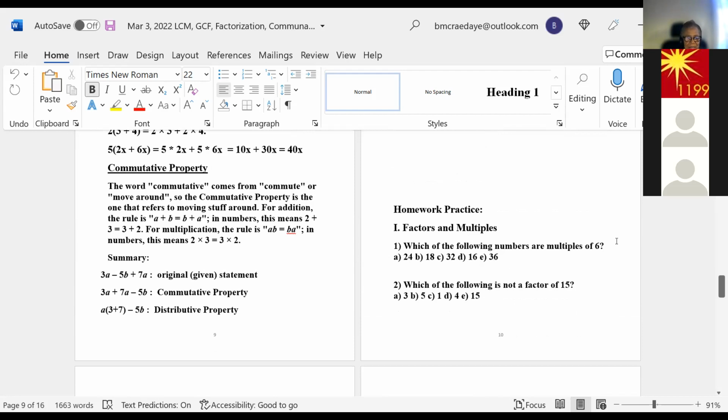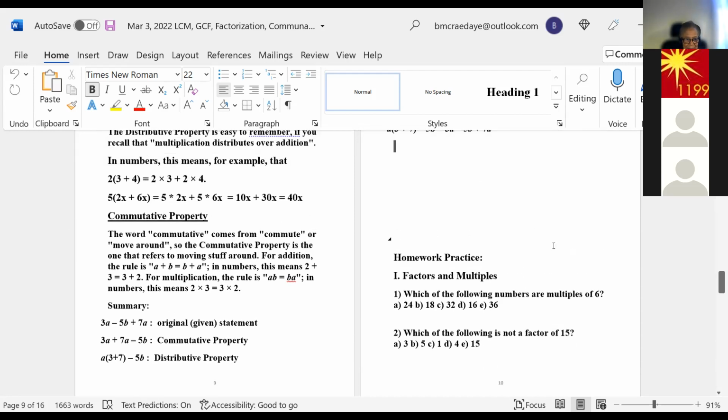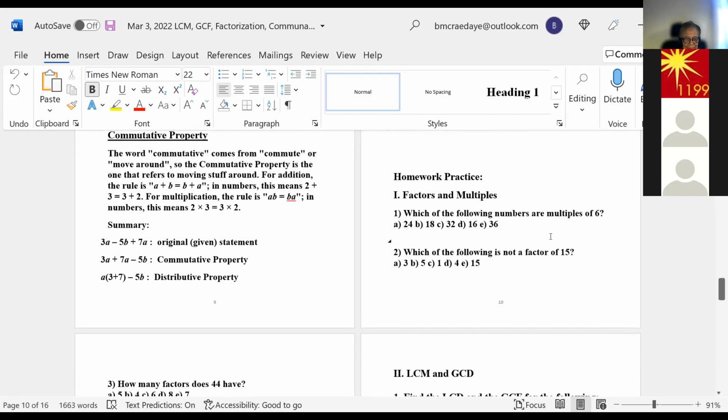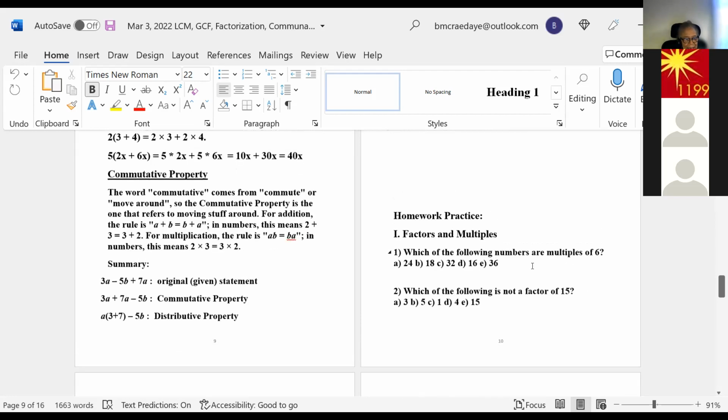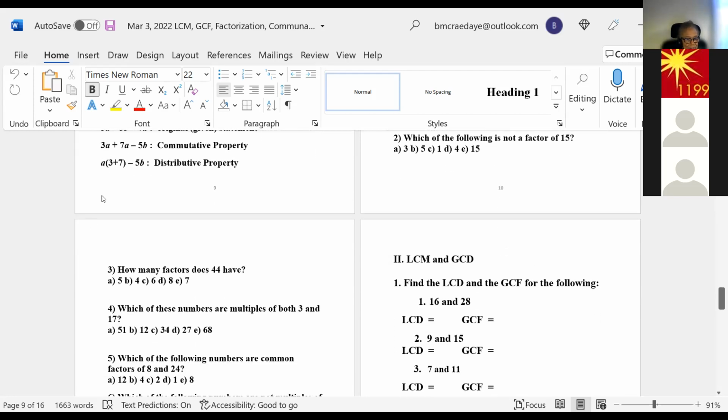Which of the following are multiples of 6? Which of the following numbers are multiples of 6? And which of the following is not a factor of 15? Which of these is not a factor of 15? That is one of the homework. And how many factors does 44 have? So once you do the factors of 44, how many did you get? Did you get 5, 4, 6, 8, or 7?